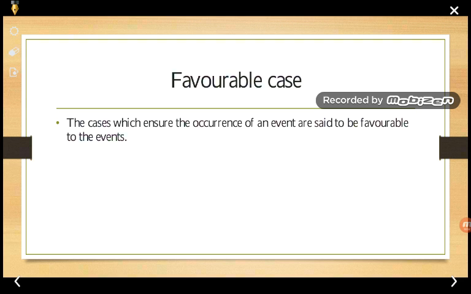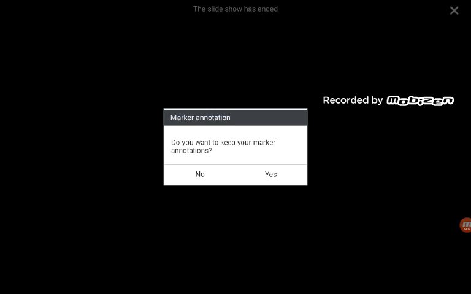Next is the favorable cases. Cases which ensure the occurrence of an event are said to be favorable to the event. Occur होने के बाद हमें favorable events, you can see it.